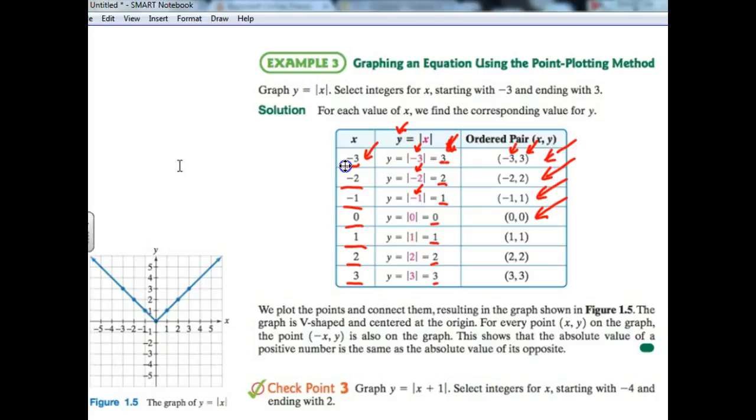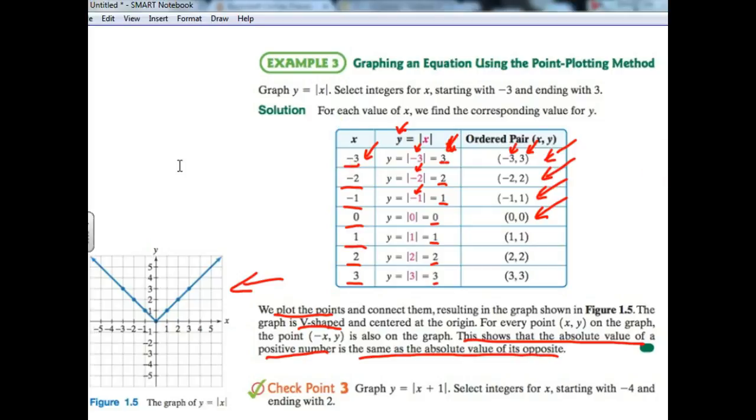Now, if you plot these points and connect them, which is what they've done over here in this graph, they plotted those points and then connected the dots, and you can see that the graph is a V-shaped graph, and that will always be the case for absolute values. So for every point (x, y) on the graph, the point (-x, y) is also on the graph. This shows that the absolute value of a positive number is the same as the absolute value of its opposite.